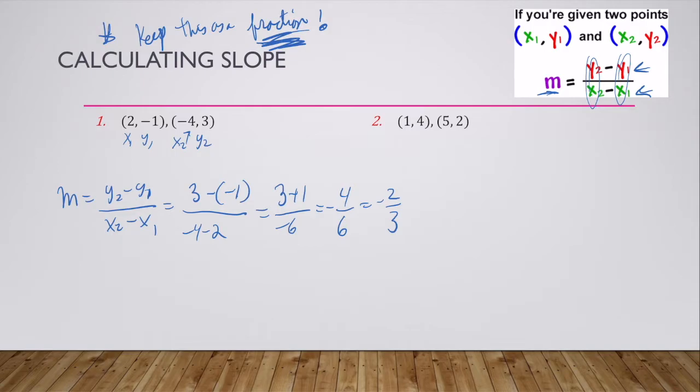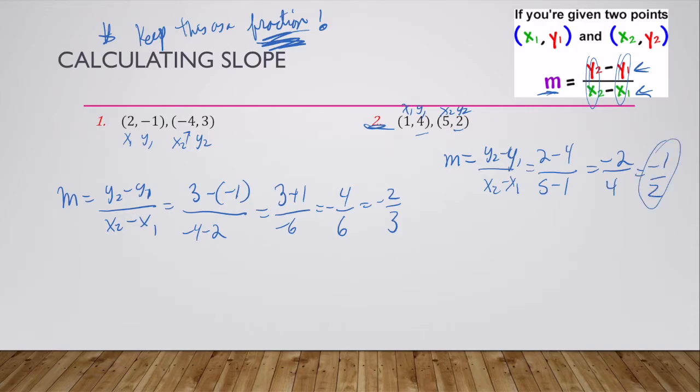Let's take a look at the slope of this second pair of points. I'm going to label my x's and y's. I have my change in y over my change in x. That's going to be 2 minus 4 over 5 minus 1, which is negative 2/4, which is negative 1/2. Remember to always simplify all fractions.